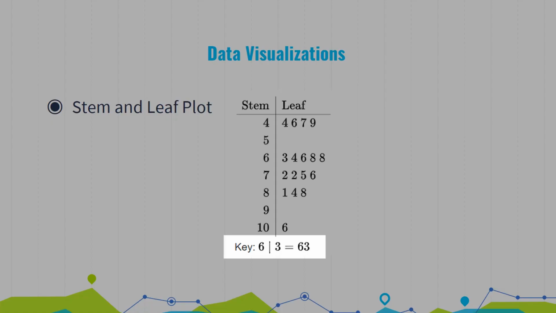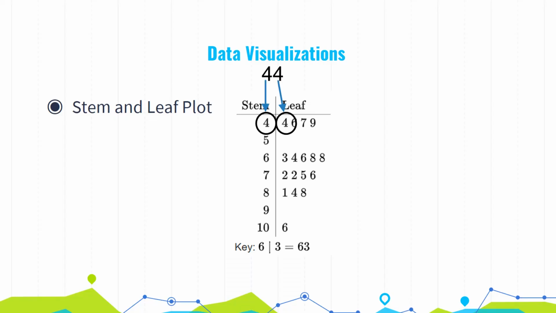In this case, the key at the bottom tells you the stem has a meaning of tens. So the 4 in the stem means a 40. So the 4 means the lowest value in our data was a 44. And then we have a 46, 47, 49. We didn't have any 50s, but we had 63, we had 64, 66, and so forth. So that's how you can read a stem and leaf plot.